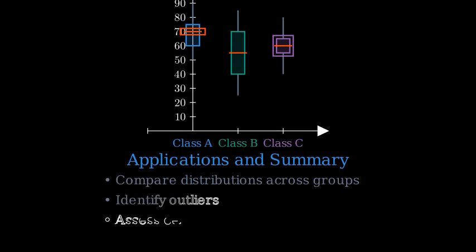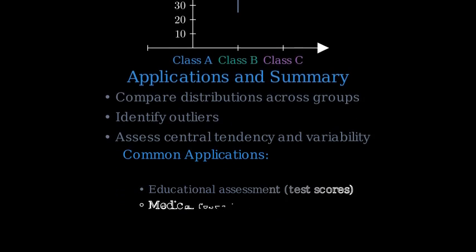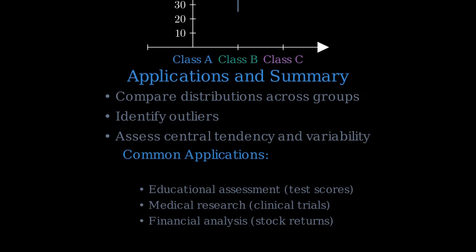Box and whisker plots are useful in many scenarios. They help compare distributions across groups, identify outliers, and assess the central tendency and variability of data. They are commonly used in evaluating test scores, analyzing clinical trials, and examining financial data.